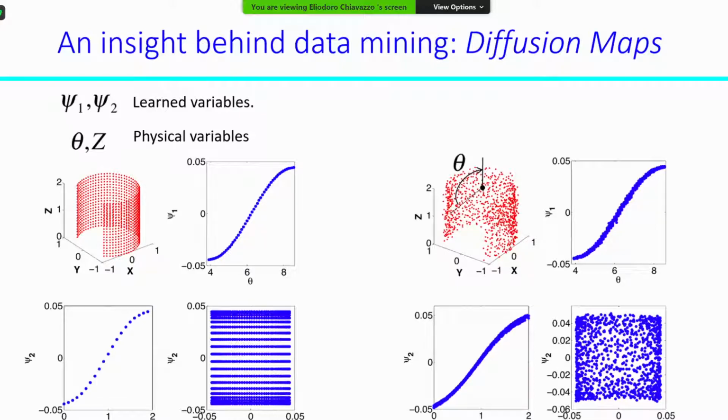Our diffusion maps will give us two learned variables that are not really the theta and the zeta, but they are one-to-one related to them. So for computational purposes they are very useful.